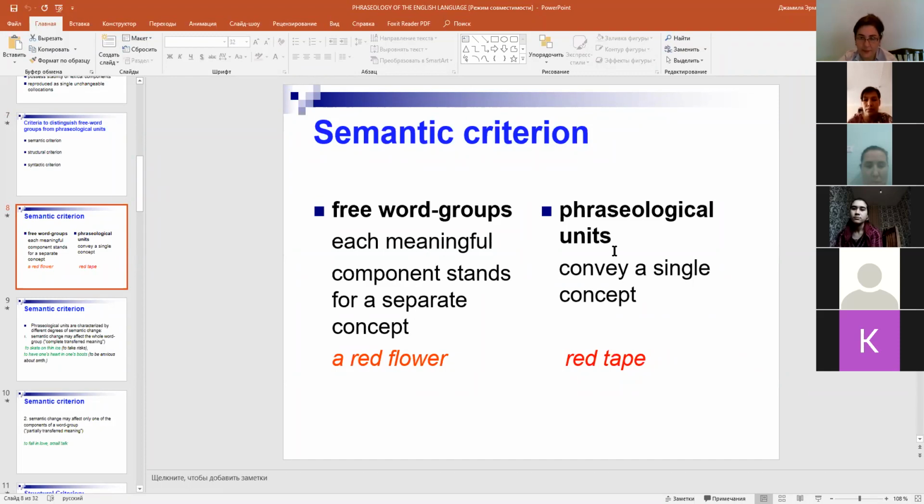Phraseological units convey a single concept.